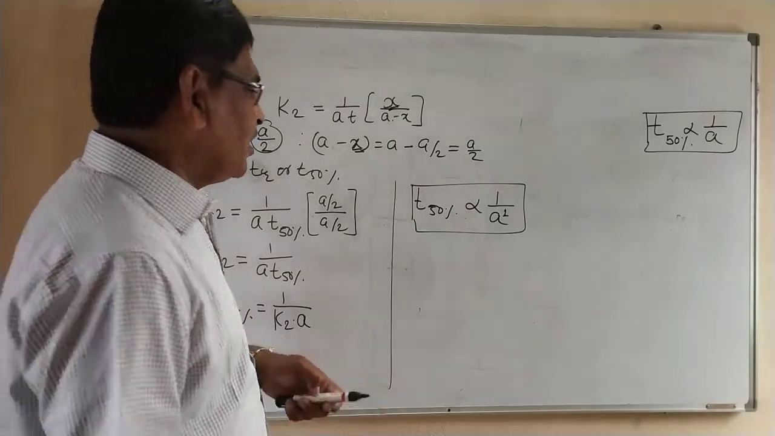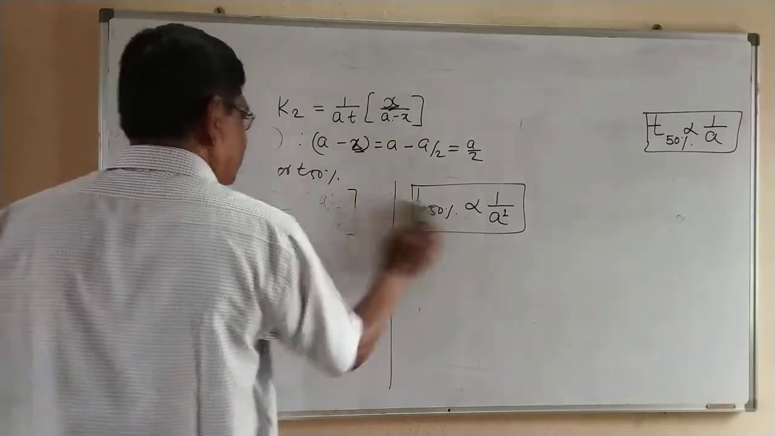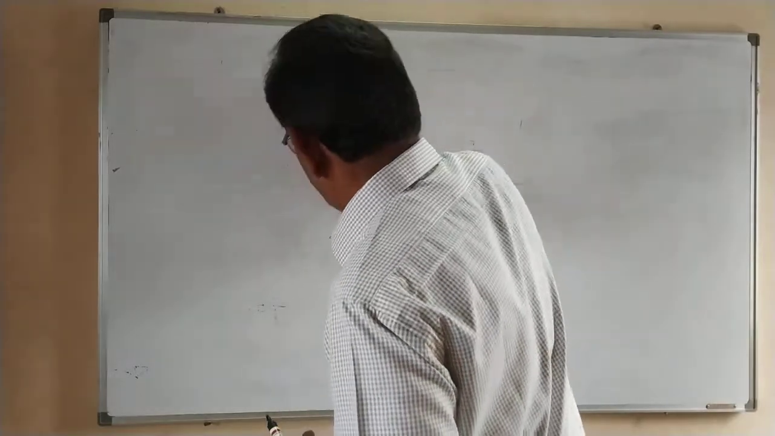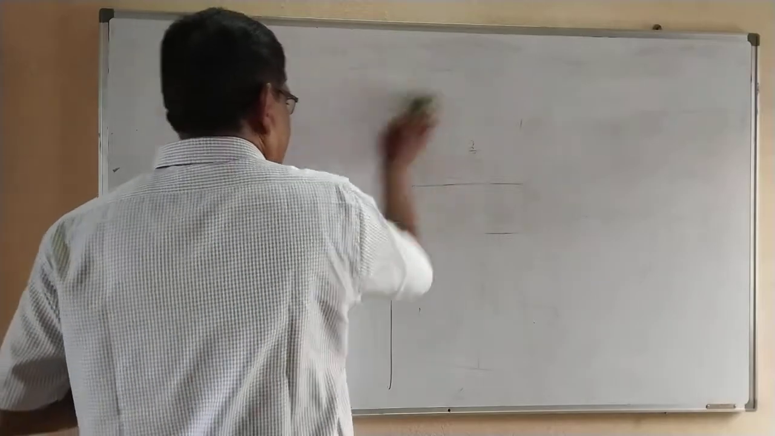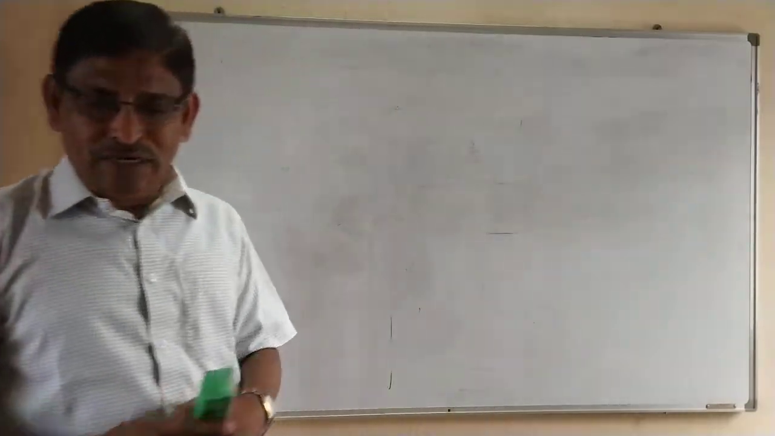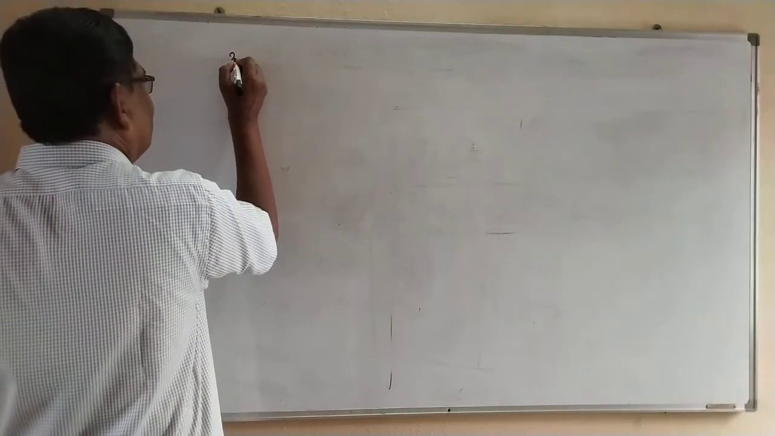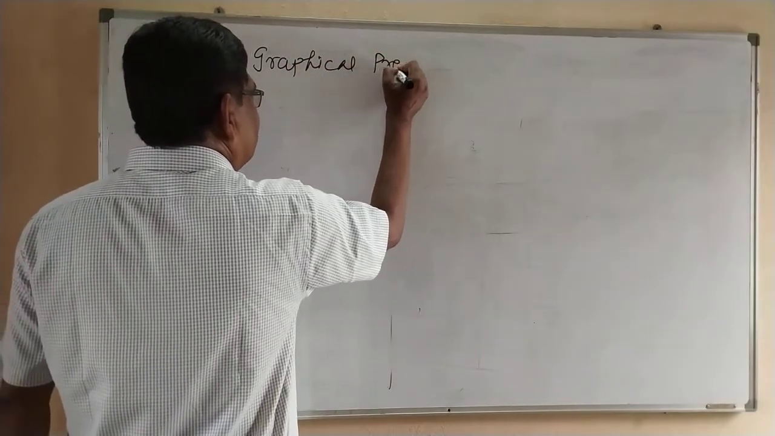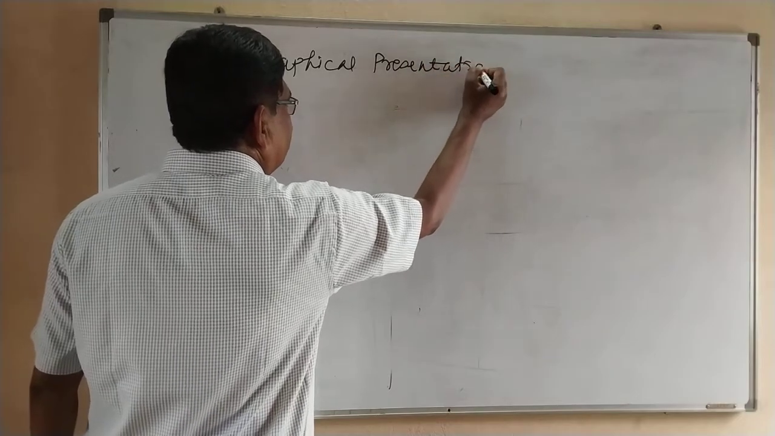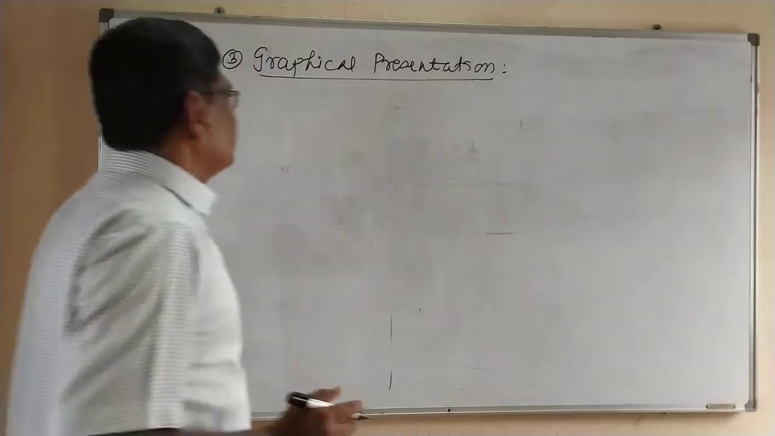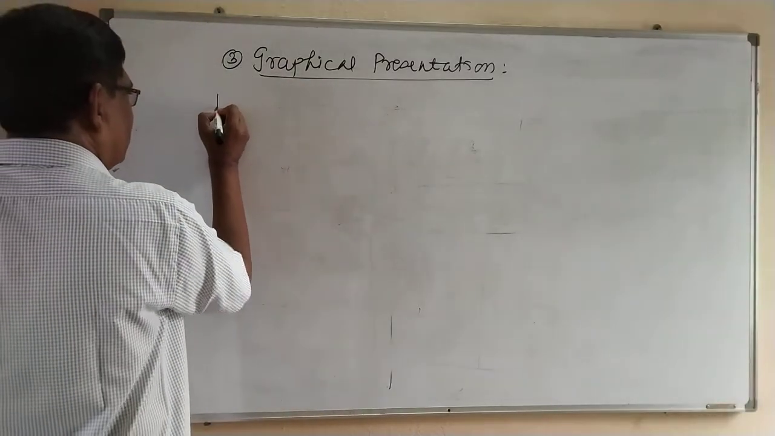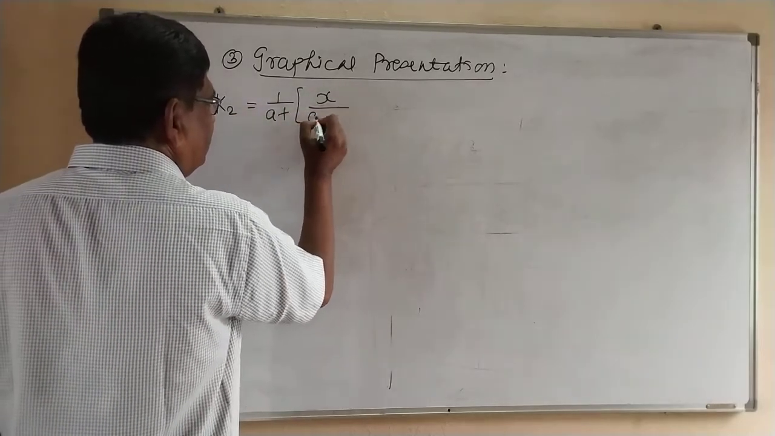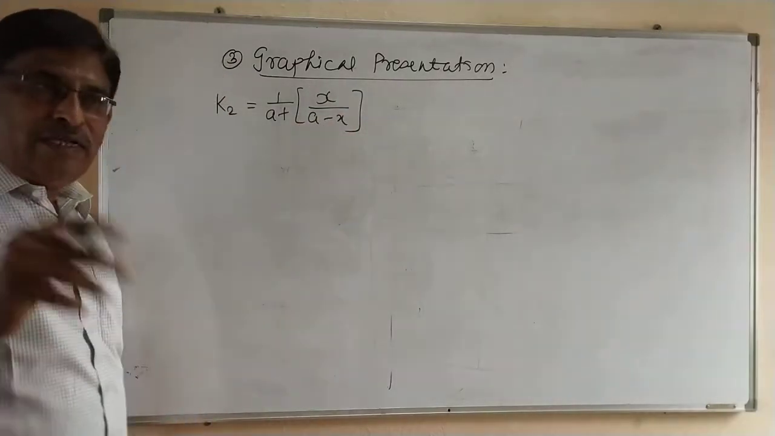Now, turn towards third characteristics. Now turn towards graphical presentation. Third one, graphical presentation. Consider this equation. This one. Now reshuffle it.